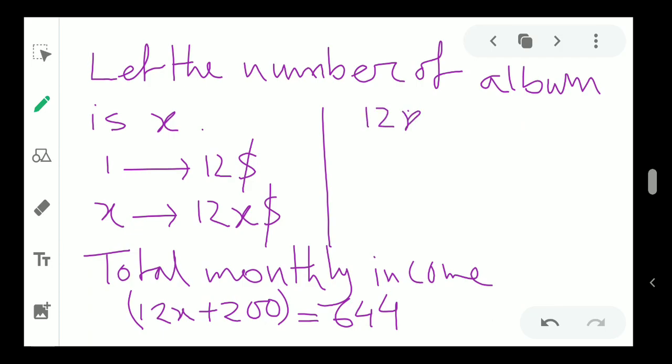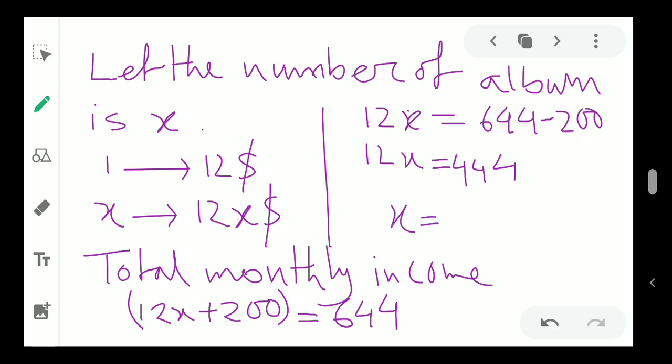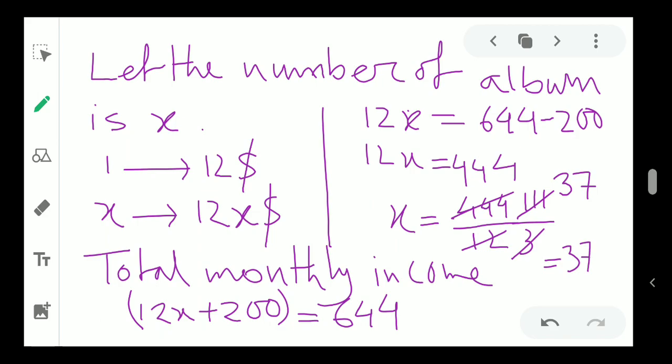12x equal to 200 will go that side, so 644 minus 200, so 12x equal to 444, so x will be 444 by 12. So we have to calculate it with the 3111 and it will be 3. I have divided with 4, okay, and this with 3, it will be 3 and 7, 37. So x will be 37. That means he has sold 37 albums.